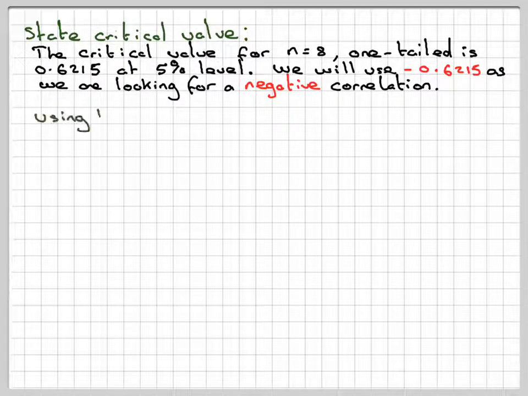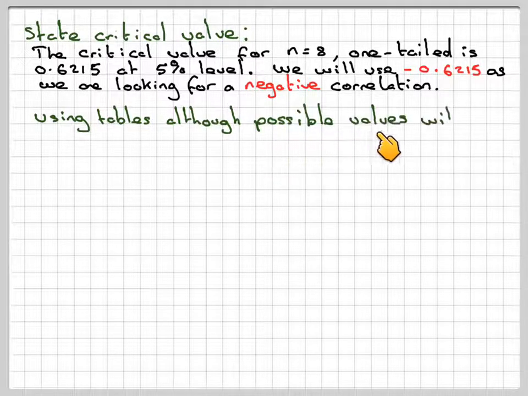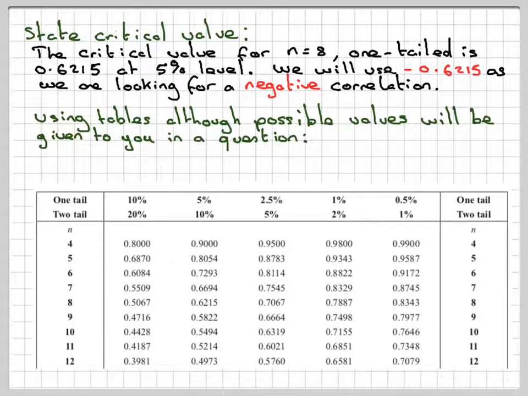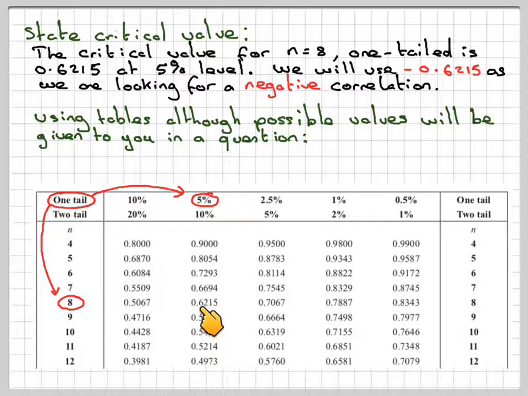Right, now, you can actually get these results from tables, although I think the critical values will be given to you in a question. If you look at a set of tables, it used to look like this. So we want one-tailed, looking for n equal to 8. The one-tailed will be the one at the top here, 5%, which is 0.6215. If we're looking for two-tailed, for 8, it would be this one here. So this is the one we need for our test. The tables are not given in the exam, so I'm assuming that you will be given critical values to use.